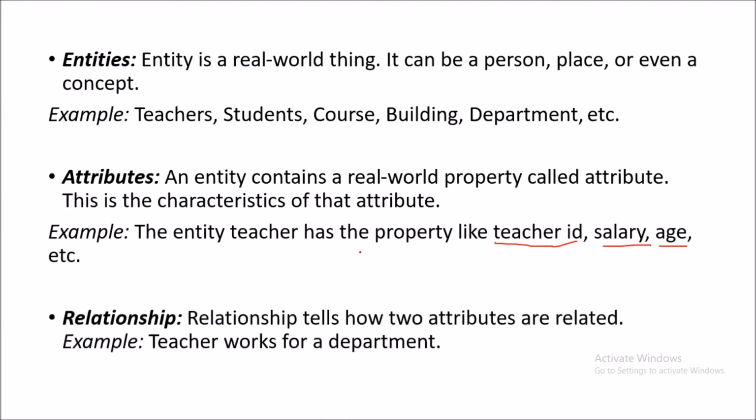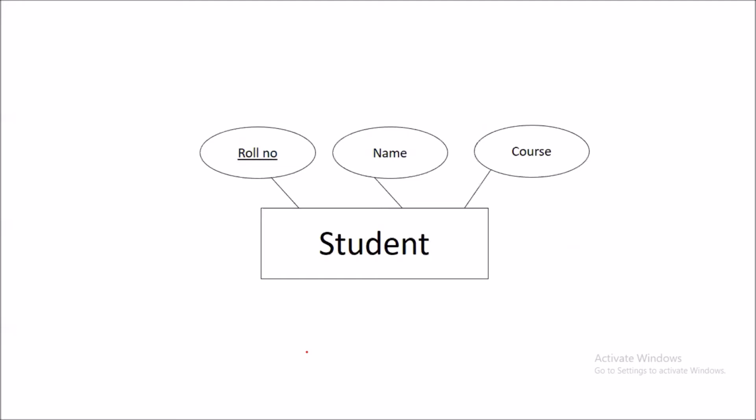Now next is relationship. A relationship tells how two entities are related. For example, a teacher works for a department. So here works for is a relationship which defines how these two entities are connected to each other.